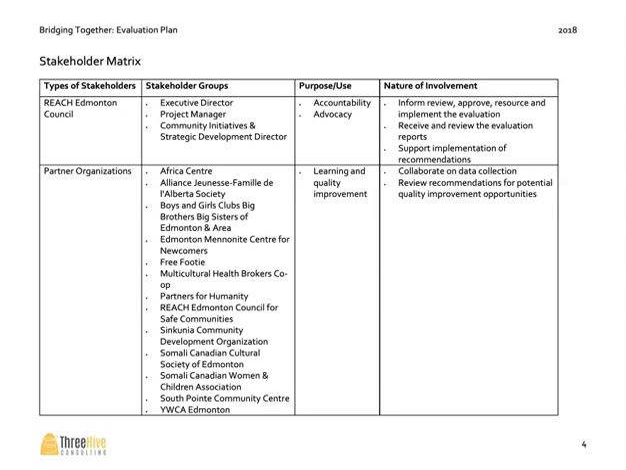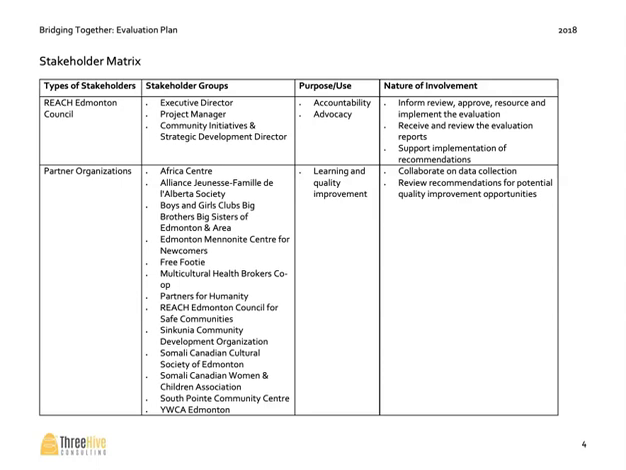So we developed the entire evaluation plan in close collaboration with REACH and the organizations who were partnering in Bridging Together. For REACH Edmonton Council, their involvement in the evaluation would be to inform, review, approve, resource, and implement the evaluation, receive and review the reports, and then support the implementation of recommendations. I really like including that line to help point us toward use and the fact that we are doing this evaluation really to support enhanced learning and data-driven decision-making. We want these results to be used.